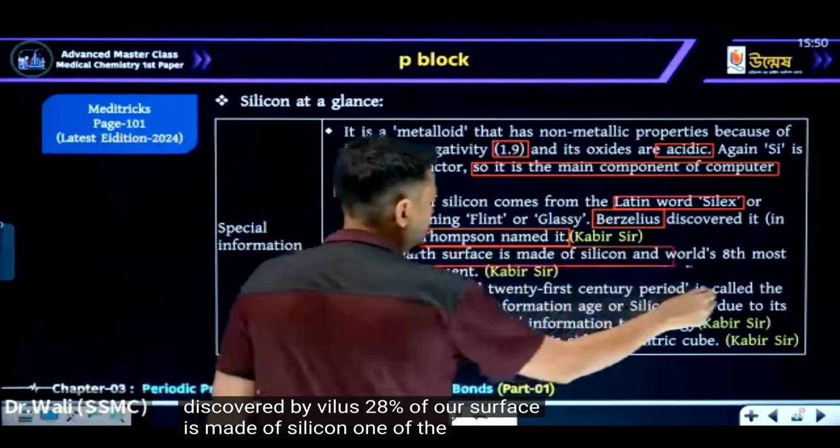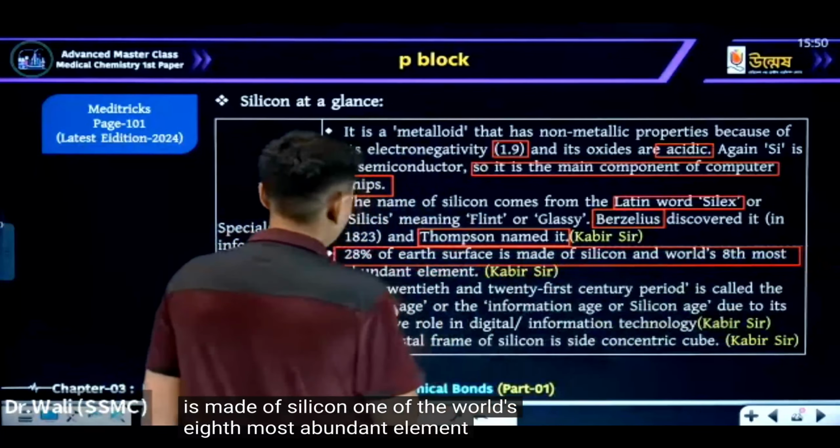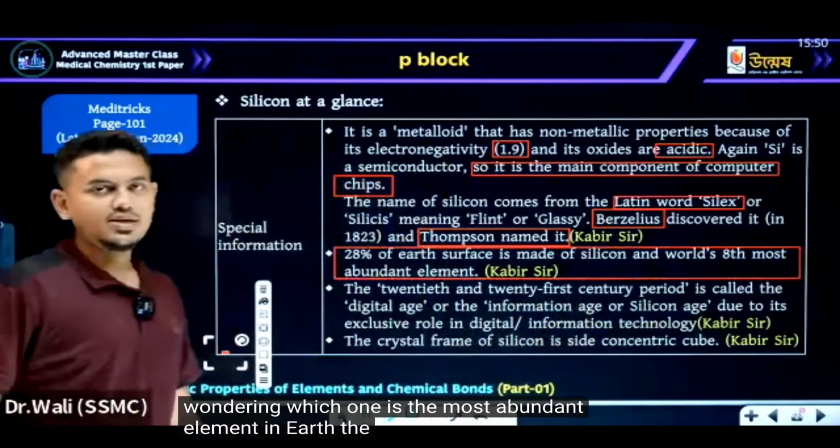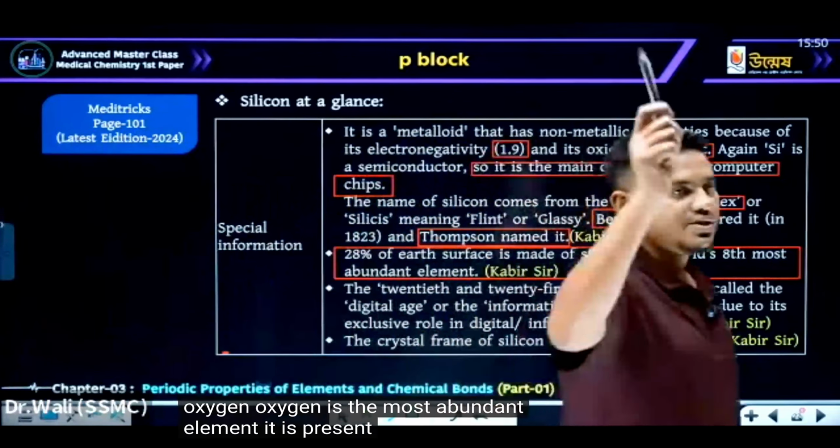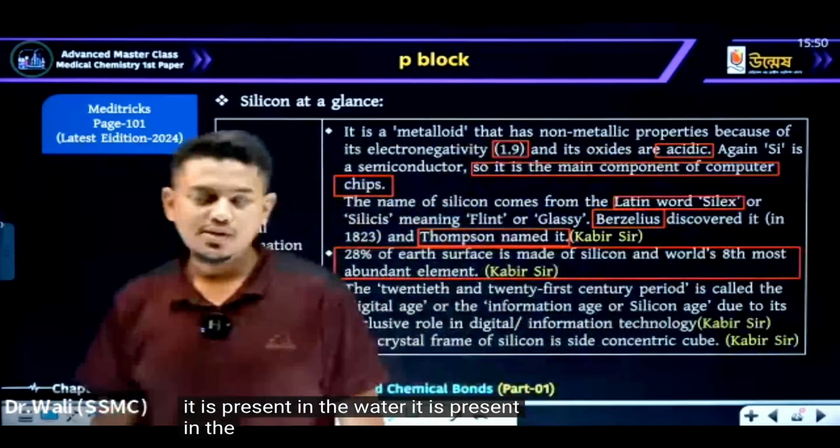28% of Earth's crust is made of silicon, one of the world's most abundant elements, the 8th. You may be wondering which one is the most abundant element on Earth. The answer would be oxygen. Oxygen is the most abundant element. It is present in the atmosphere, it is present in water, it is present in rocks.